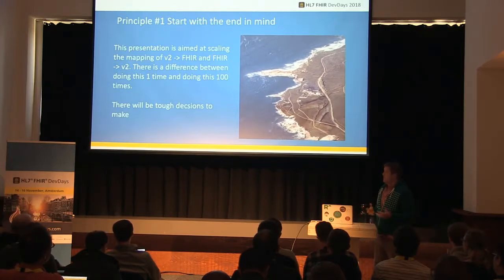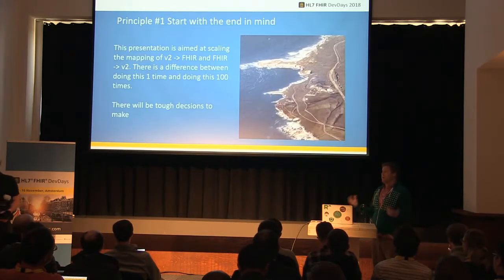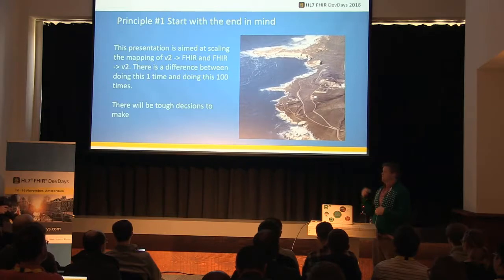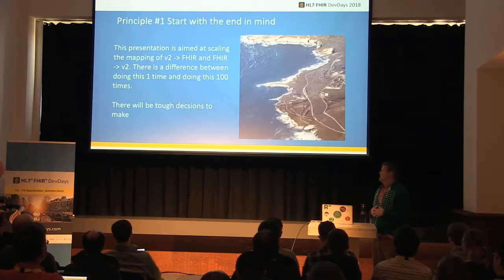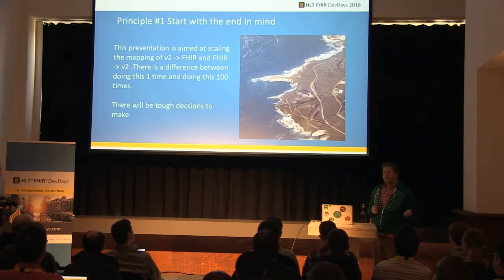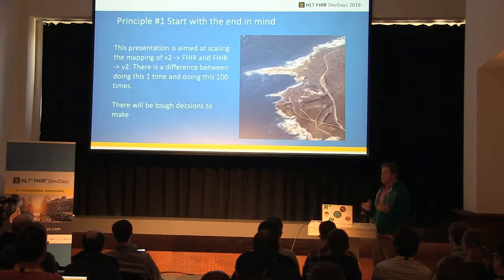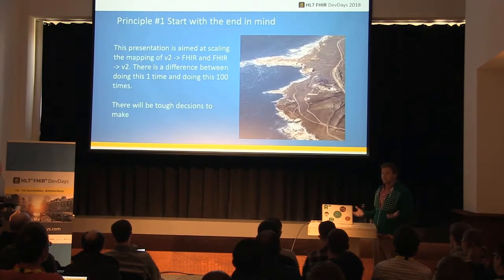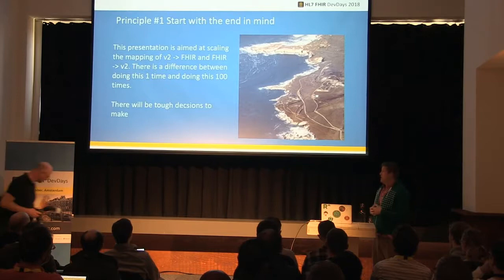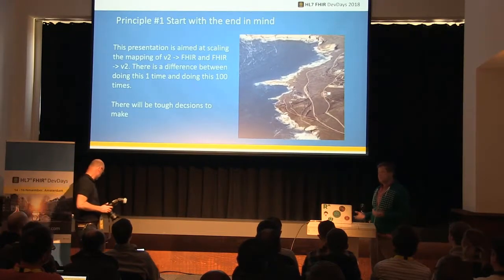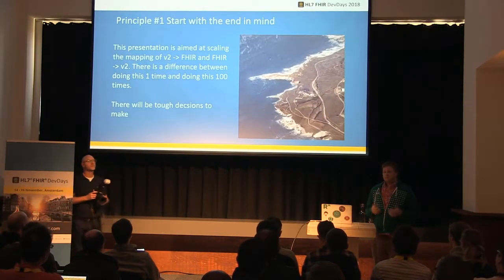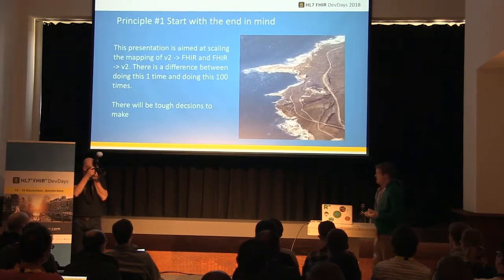The first principle I really want you guys to take away from this is just start with the end in mind. If you're mapping between two things, doing it once can be pretty straightforward, but scaling that to 100 and 1,000 can be really, really painful if you don't make some good decisions early on.